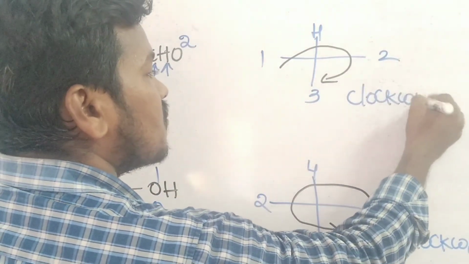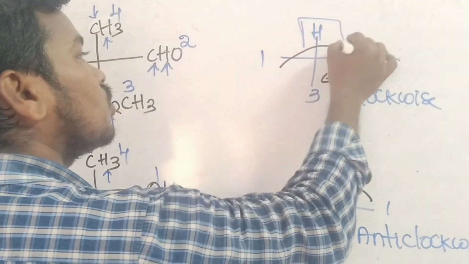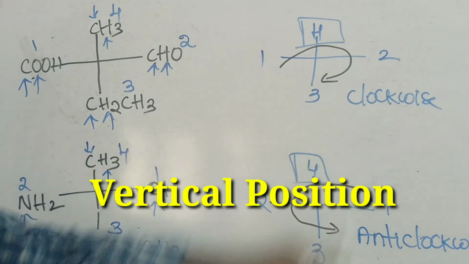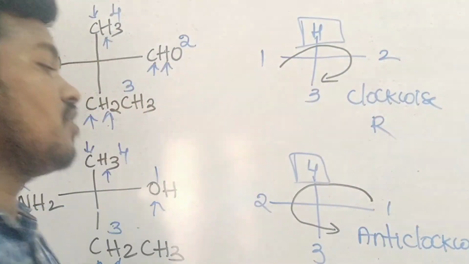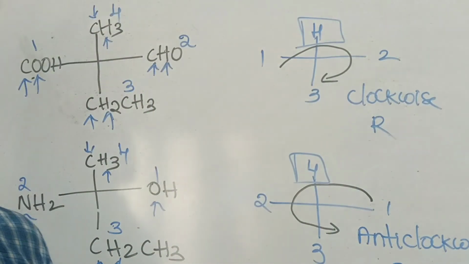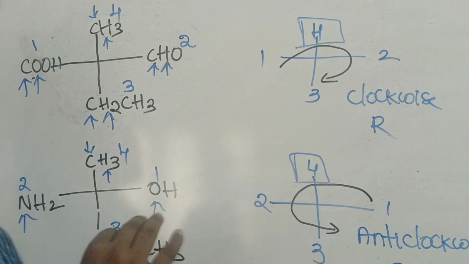Whenever the least priority group is presented on the horizontal position, whether top or bottom, whatever it may be, if you get the clockwise direction, that is called R configuration. If you get the anti-clockwise direction, that is called S configuration. Like this, you have to identify the S and R configuration.